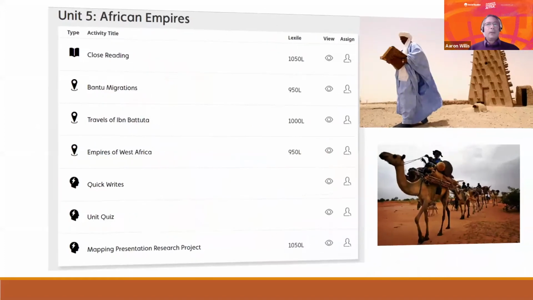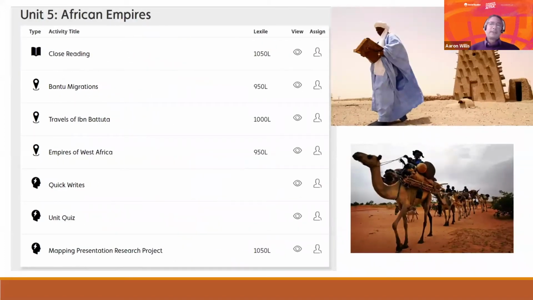So I'm going to pull an example. First example I'd like to pull from world history on African empires, and you can see how we organize a unit. I pulled this screenshot from one of our software-based programs where we begin with a reading activity. We move to several different types of mapping activities, then a writing activity, and then we have quizzes and even a presentation research project. So this really takes us through that four-step process and gives us some different tools there.